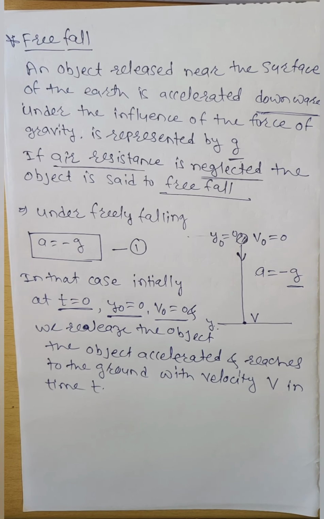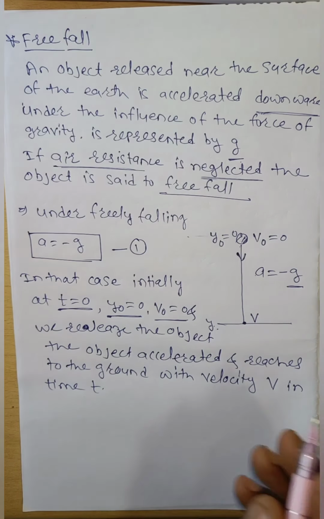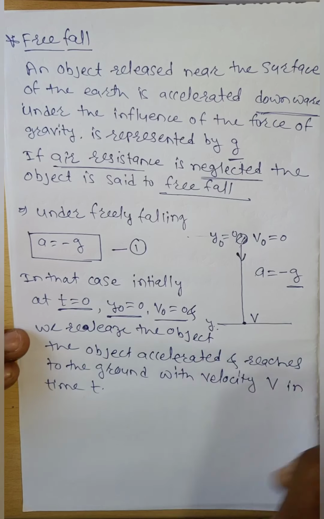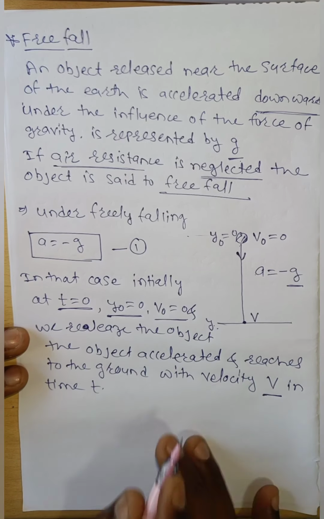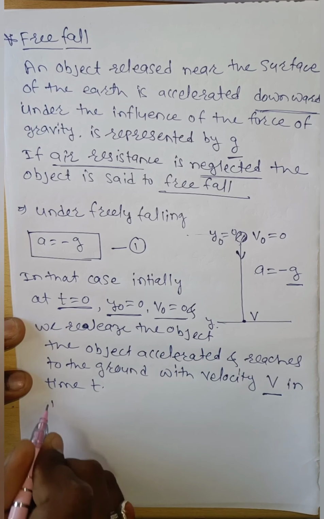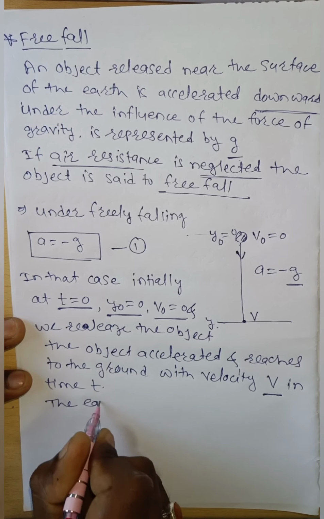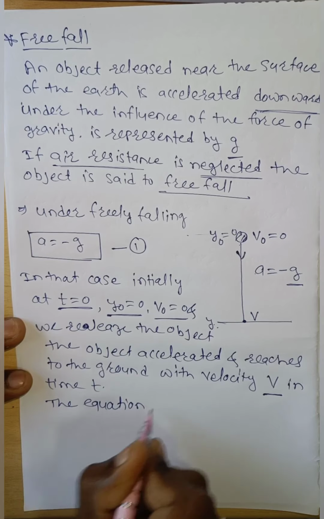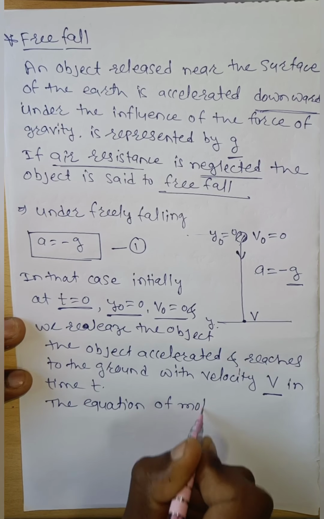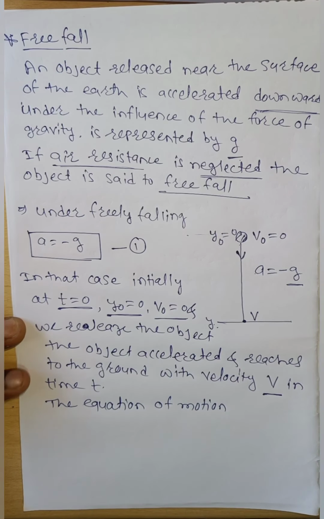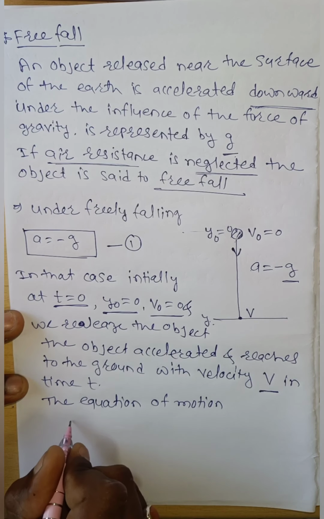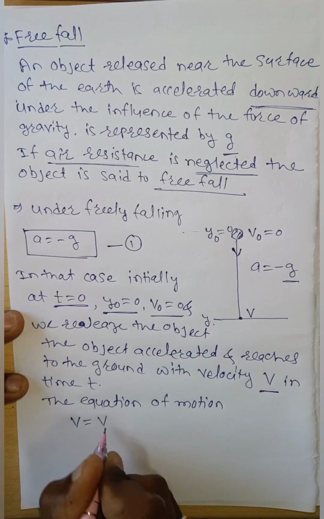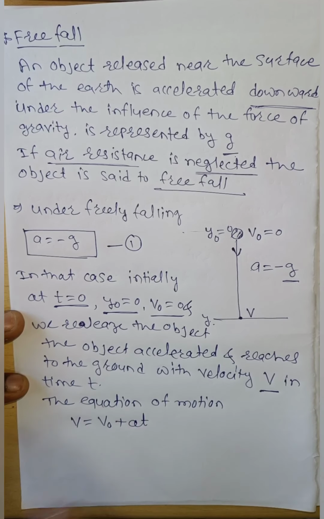When we release the object, it accelerates and reaches the ground with a velocity v in time delta t. Then the equations of motion become, you know the three equations of motion. First equation of motion: v is equal to v naught plus at.